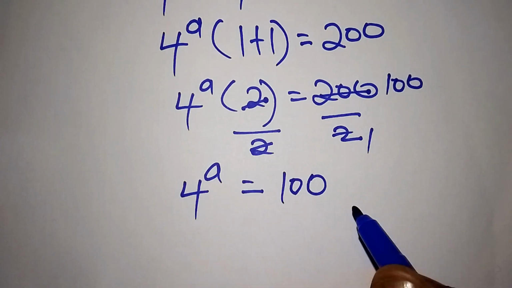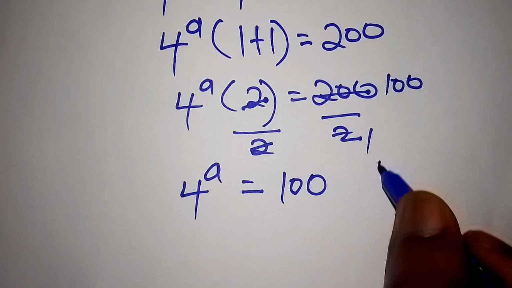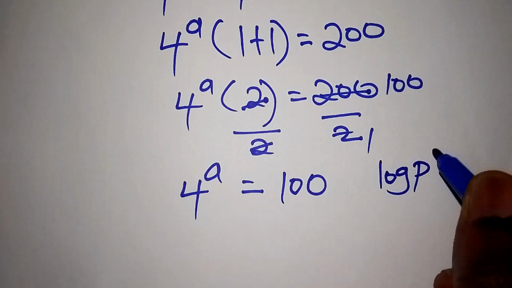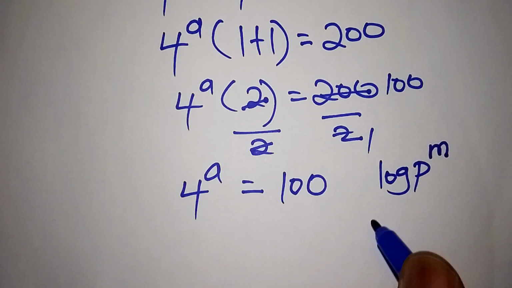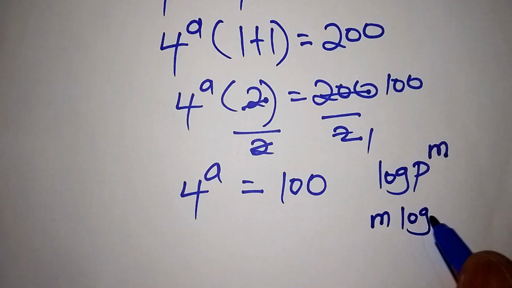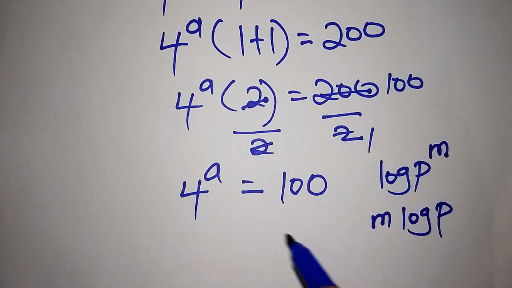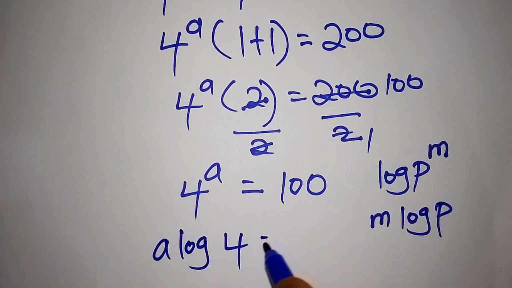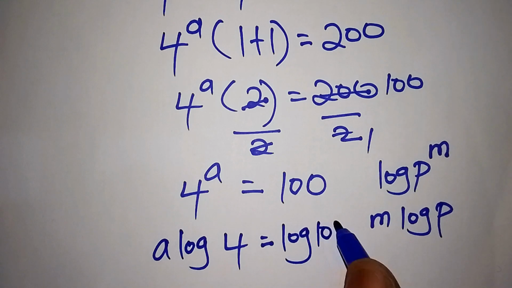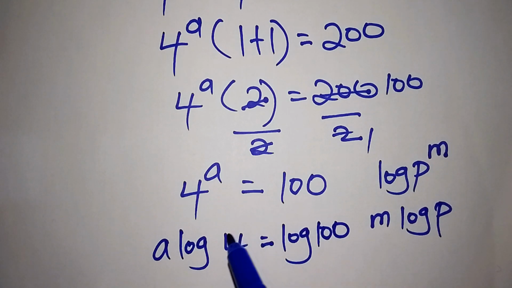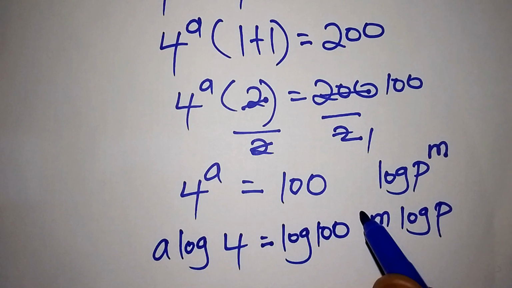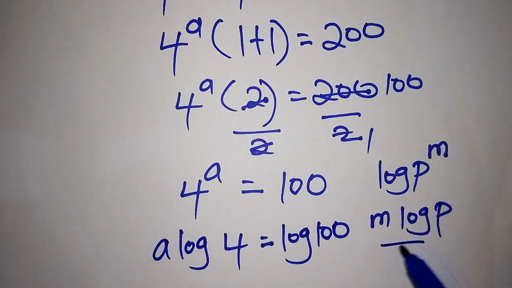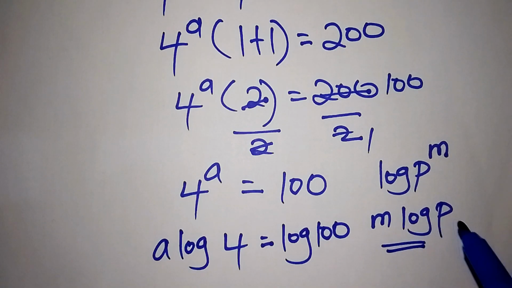So how do we get the value for a? Assuming we have the log of p to the power of m, this can also be written as m, the log of p. That is to mean that our 4 to the power of a, we can also write it as a, the log of 4 is equal to the log of 100. Because now from here we shall have introduced the log on both sides, changing it into the form of m, the log of p.